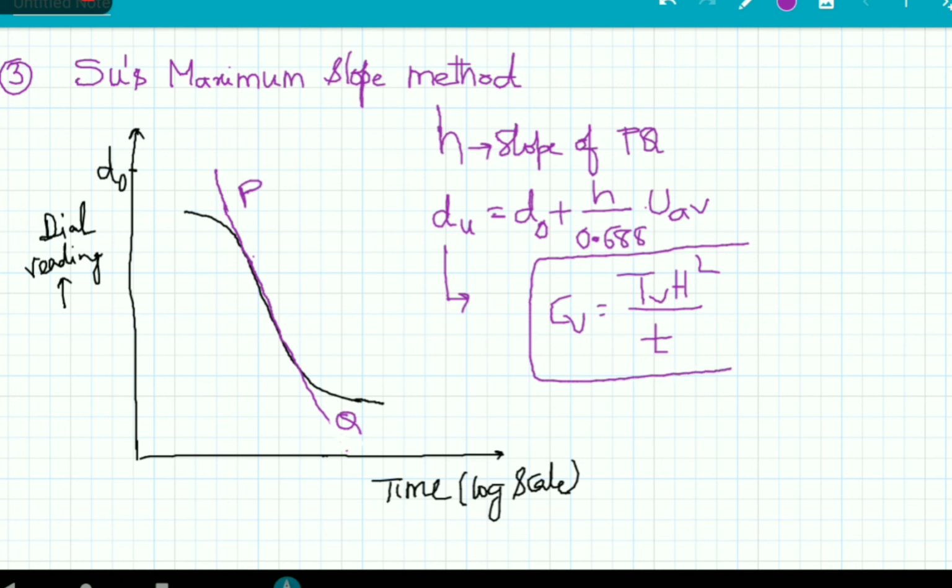coefficient of consolidation. And one drawback for Suess method is it is more applicable for consolidation curves that do not exhibit the typical S shape. So in this way we can calculate coefficient of consolidation.